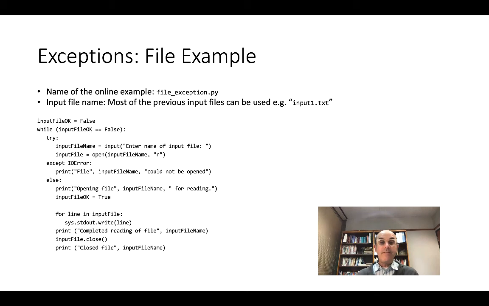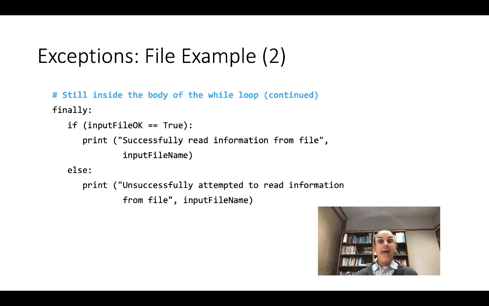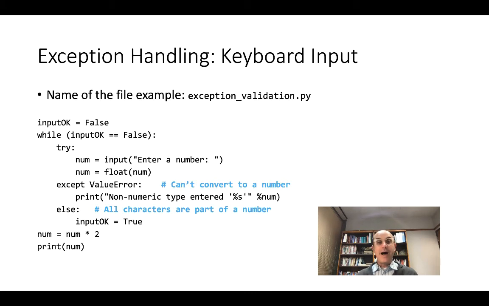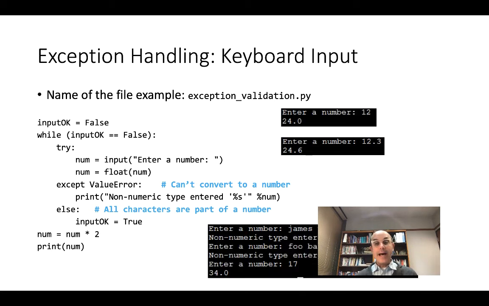Exception file, again, one of the biggest problems, as I said, the name of the online example file, exception.py, input file, and I will say most previous input files can be used, input1.txt. In this case I will try to bring it up in order for me to do that, and it will finally be true in order for me to file input. So those are the examples of exception validation, and I'll post it in your Canvas with this presentation, so you will have a sense of what it entails. So again, how it will apply, and enter the number.